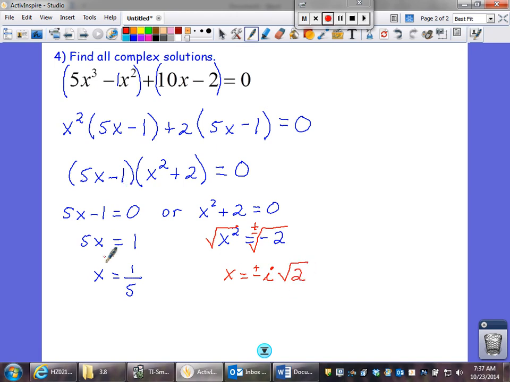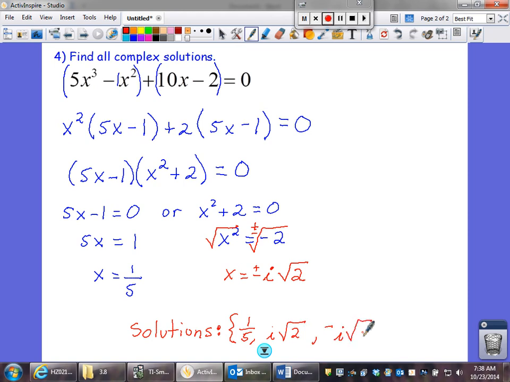And therefore, we have 3 solutions to this problem. I'm going to go ahead and write out the word solutions again. And our 3 solutions are 1/5. We have i square root of 2. And we have -i square root of 2.